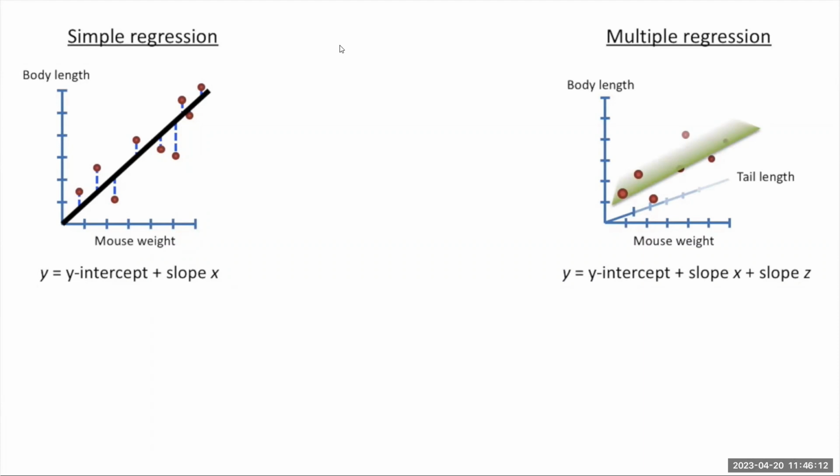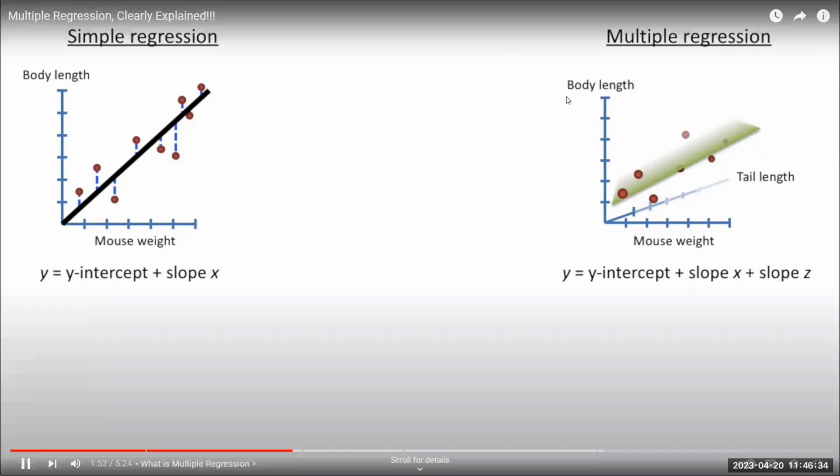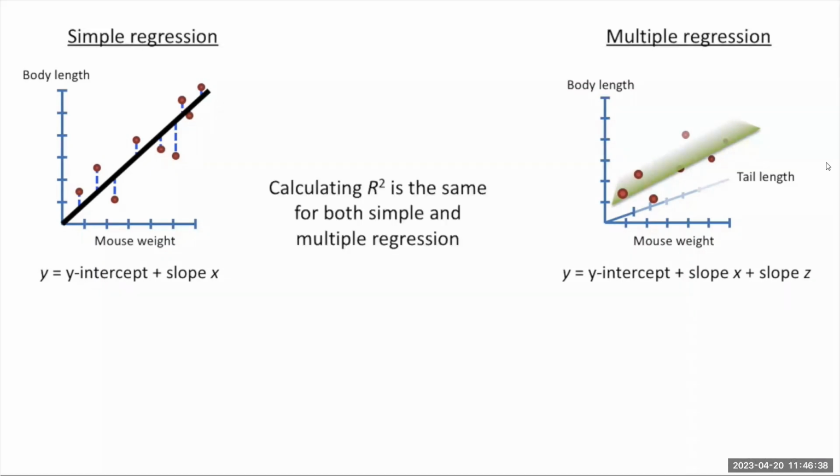In the previous example, all that meant was that instead of just modeling body length by mouse weight, we modeled body length using mouse weight and tail length. If we added additional factors like the amount of food eaten or the amount of time spent running on a wheel, well, those would be considered additional dimensions, but they're really just additional pieces of data that we can add to our fancy equation.